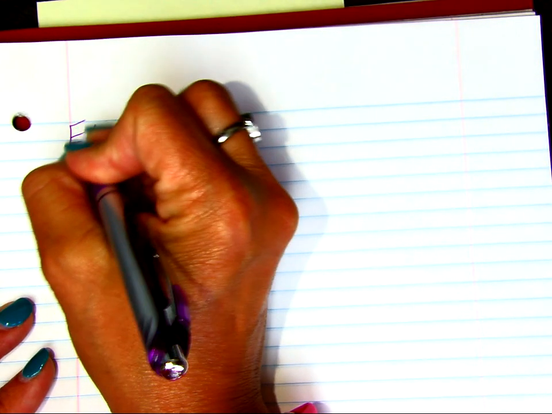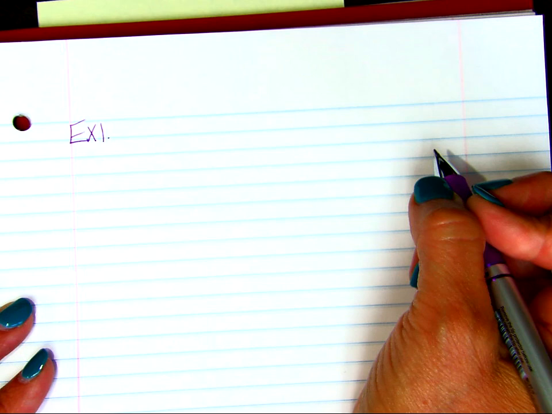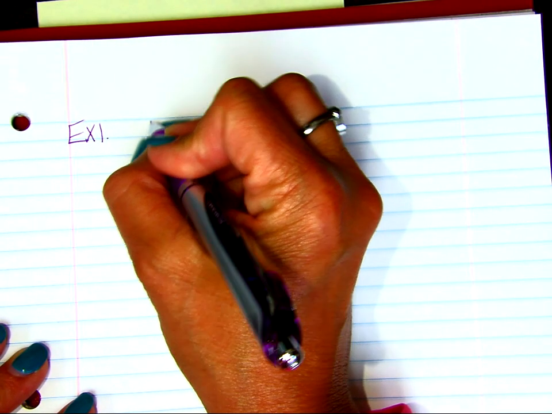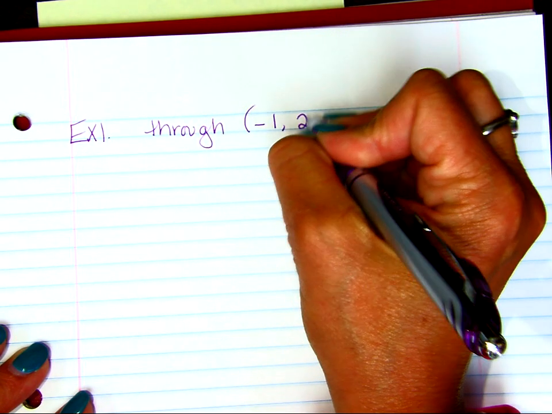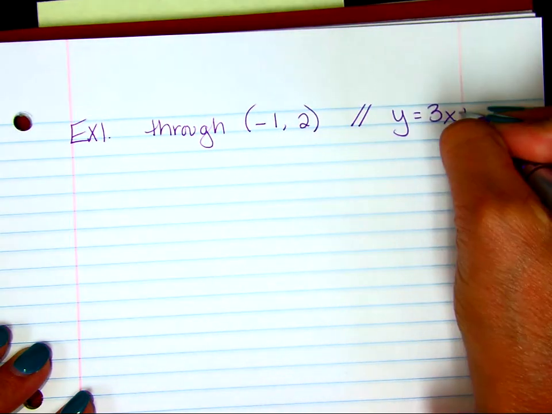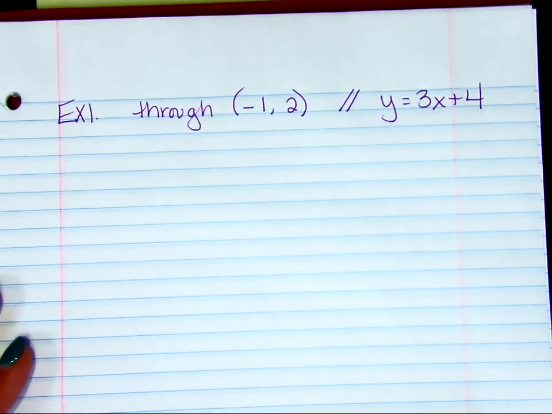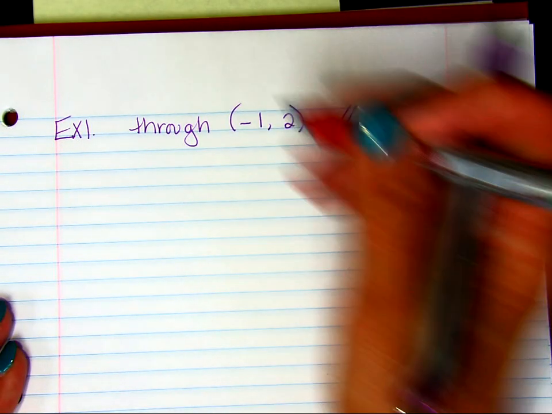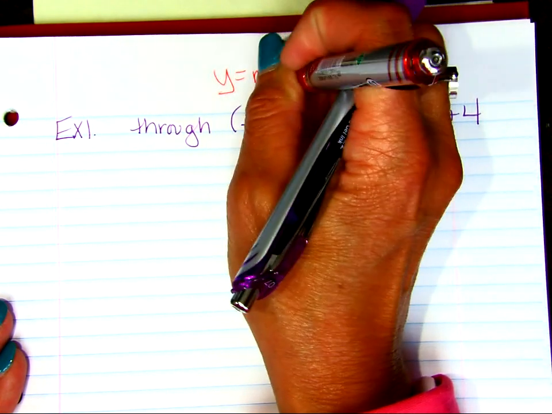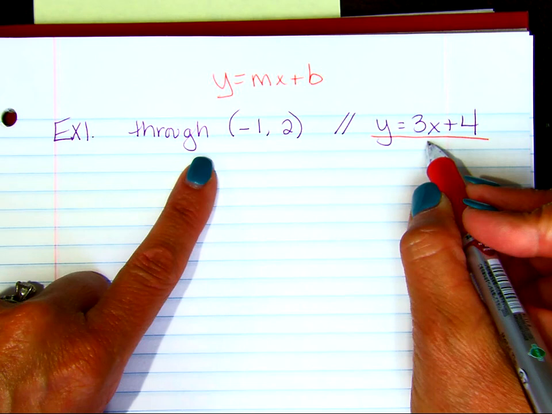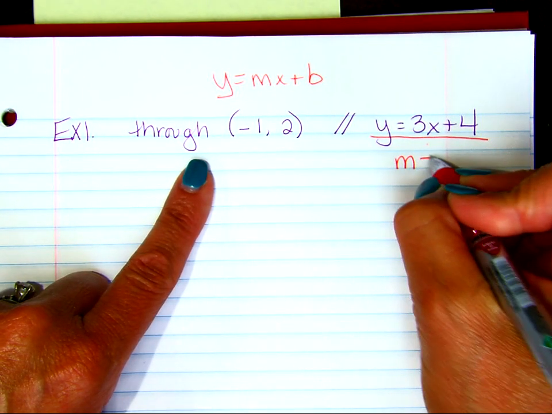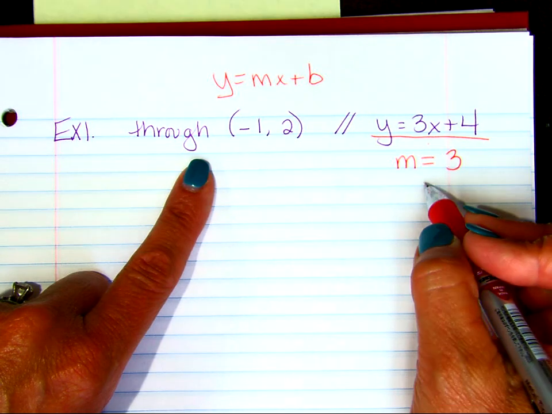So now let's talk about some examples here. I'm going to give you a point and a line. I want to find the equation of a line that goes through the point -1, 2, and is parallel to the line y equals 3x plus 4. And I want my equation in slope-intercept form, which, a refresher, is y equals mx plus b.